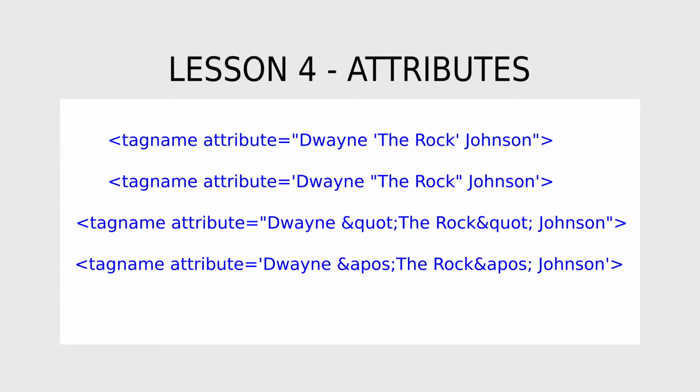The HTML entity for single quotes is ampersand apos semicolon, and the HTML entity reference for double quotes is ampersand quot semicolon. You will learn about HTML entities in a future lesson. All you need to know now is, if you want to replace characters with special meaning in HTML, you will need to use HTML entities.